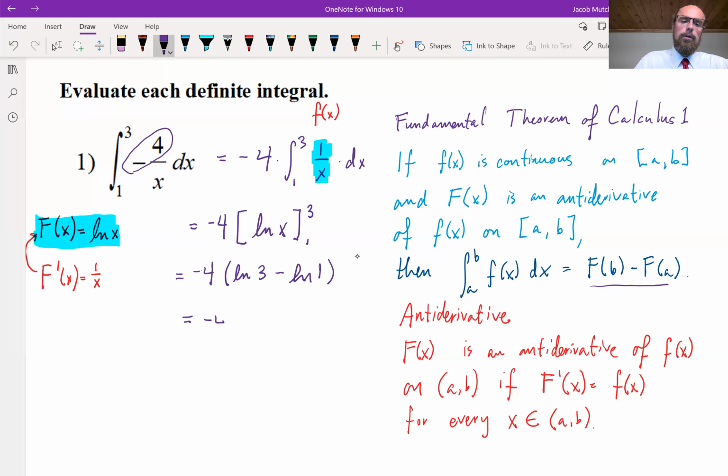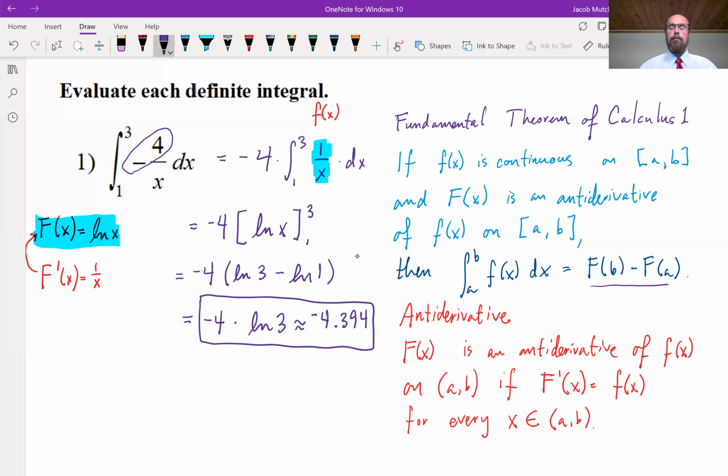Either way we look at it, we're going to get -4 times natural log 3. And again, just to emphasize that this is a definite number, we could plug this into a calculator and get a decimal approximation. And I've done that already. So that's going to give us a value of about -4.394. So definitely for an integrand that's set up as a rational function, we can really find our antiderivatives as the natural logarithm of x.